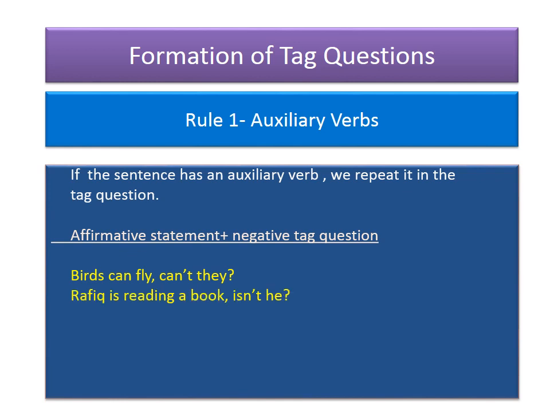For another example, Rafiq is reading a book. In this sentence, is is the auxiliary verb. So it will take the negative form in the tag question, and as the subject of the statement was Rafiq, the subject of the tag will be the pronoun he.